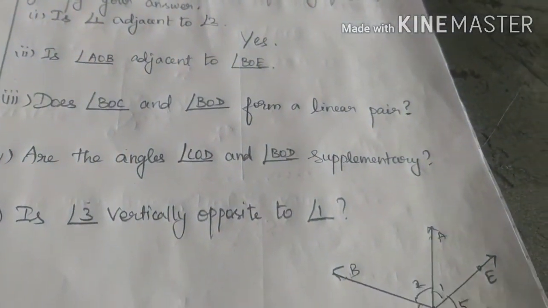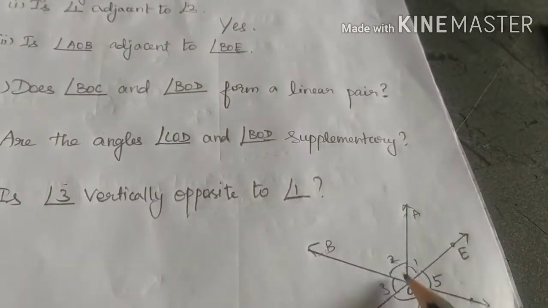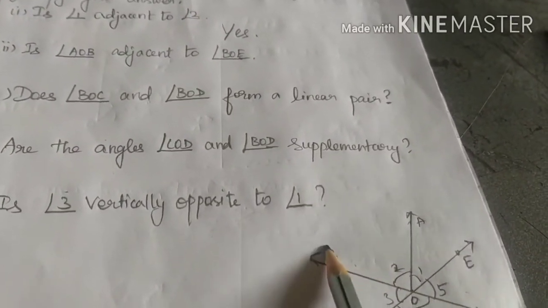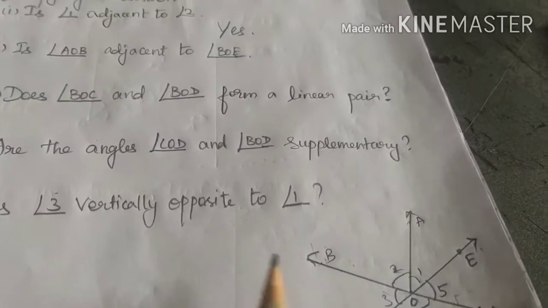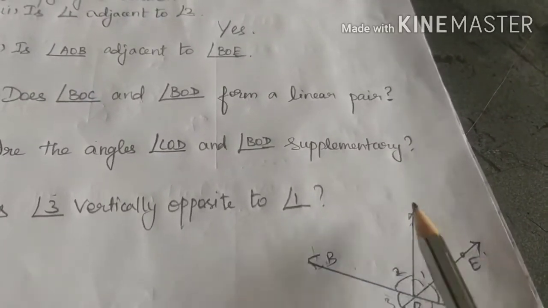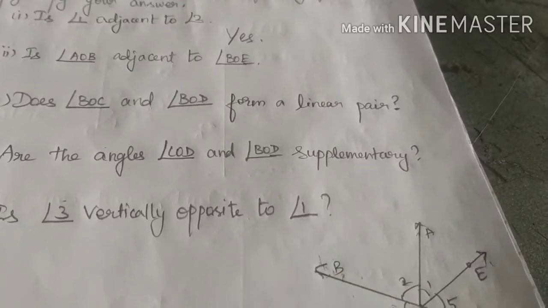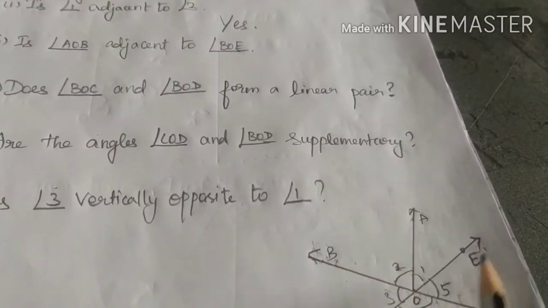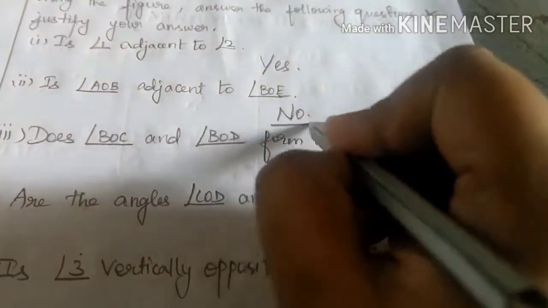Next, is AOB adjacent to BOE? They are given AOB adjacent to BOE. No, it is not an adjacent angle. Look here, AOE is the only adjacent angle for AOB. But they are asking whether AOB is adjacent to BOE. It's not an adjacent angle. So we have to mention it as no.